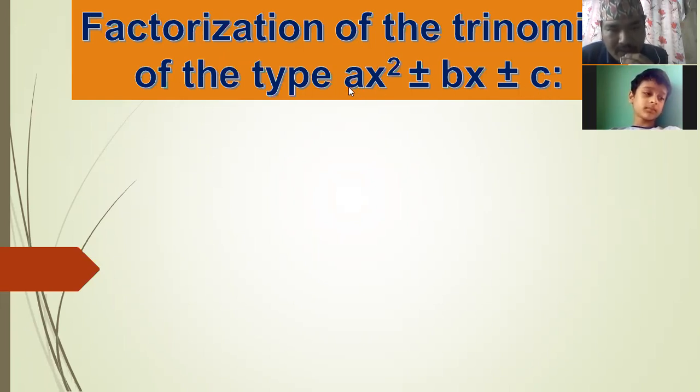A is the coefficient of x square and c is the last constant term. Okay, children?